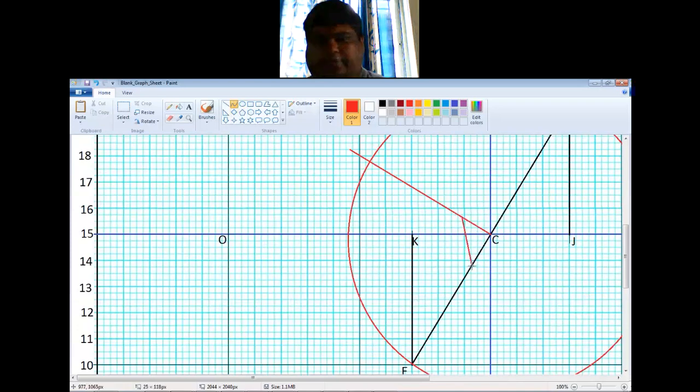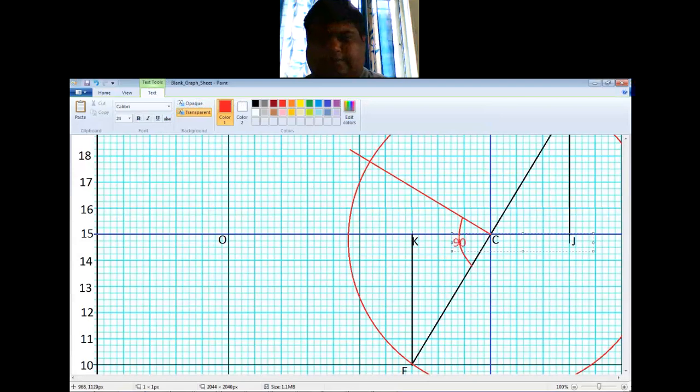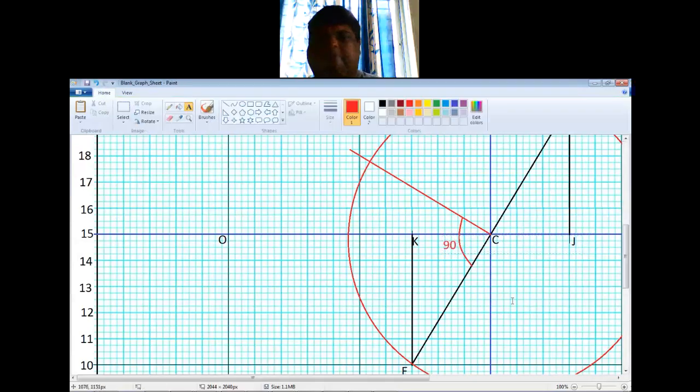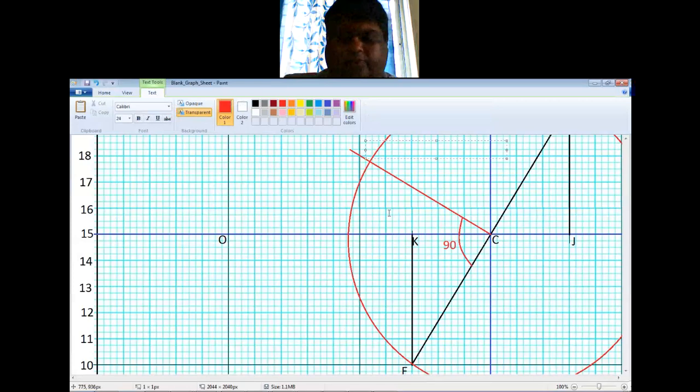Now this angle is 2 theta. I'll just write that there. This is 90 degree. Okay. Let me call this point as, what is that we call? We call it as P.